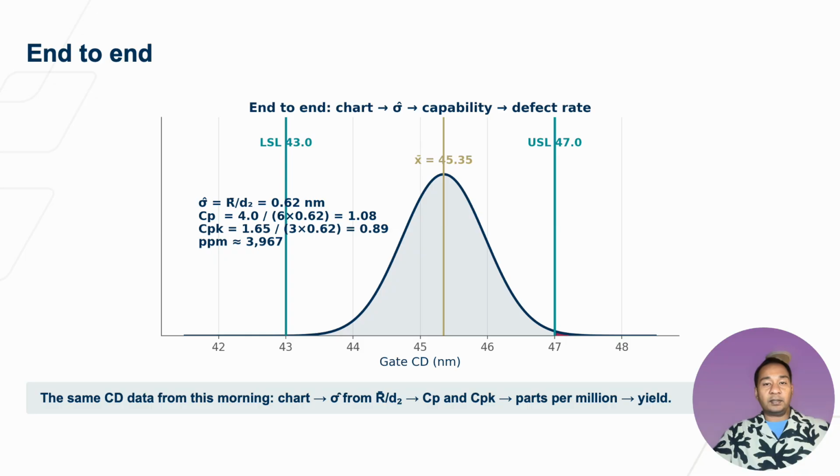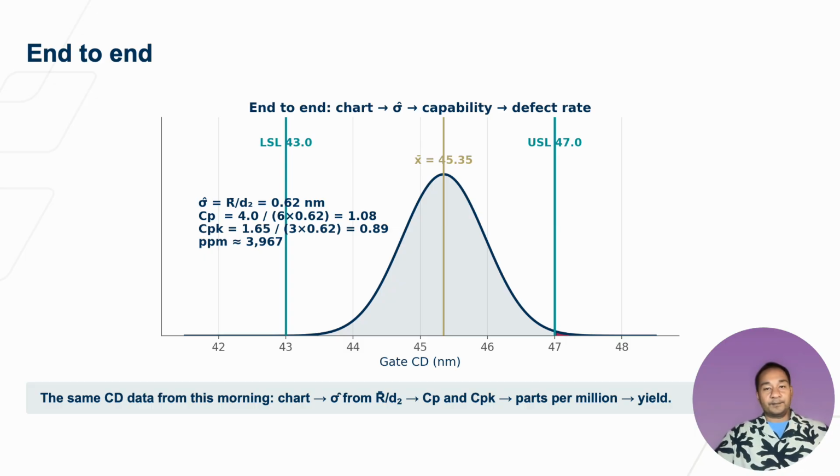End to end on the same CD data we started with in this lecture. From the chart, R bar of 0.98, so sigma hat is R bar over d2, which is 0.62 nanometers for this subset. The mean is 45.35 against a target of 45, slightly high. Specification is 43 to 47, so a 4 nanometer window. CP is 4 over 6 times 0.62, which is 1.08. CPK, the nearer limit is the upper one: 47 minus 45.35 is 1.65, divided by 3 times 0.62, gives 0.89.